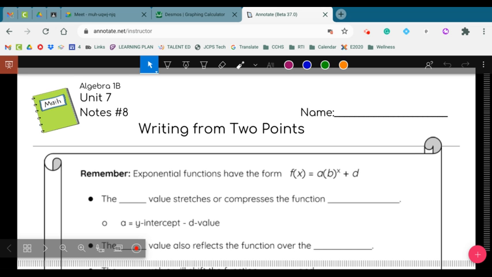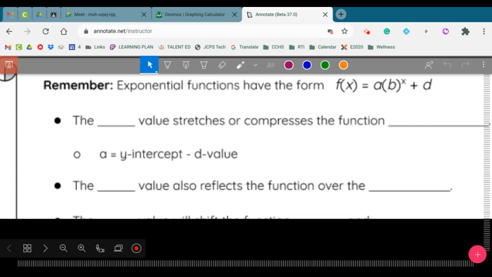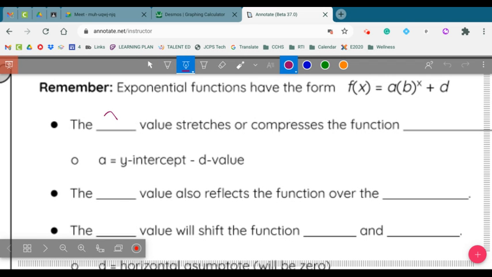Okay, today we're going to do Unit 7, Notes number 8, which is writing from 2 points. So we wrote from a graph earlier this week, and this is pretty much going to be the same thing, except this time we're going to be given the 2 points. So to review, our a value stretches or compresses the function vertically. We need to know this for our transformations. Remember, if it stretches, it's bigger than 1, and if it compresses, it's less than 1.